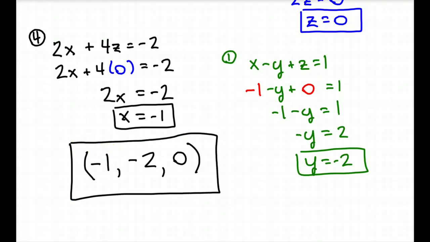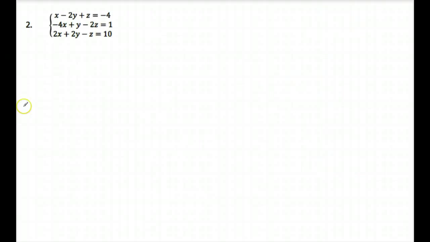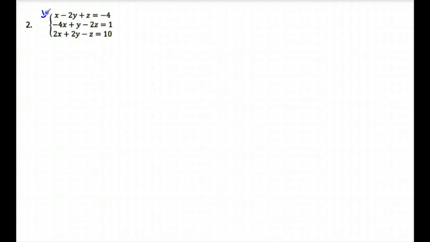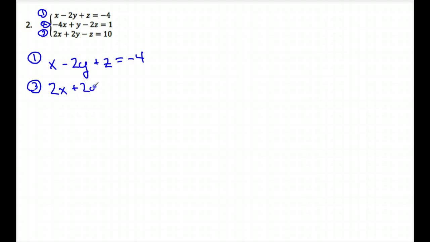Okay, let's try a second one, and again practice this process. So the first thing again I want you to do is label your equations 1, 2, and 3. And we're going to try to do elimination on two of those equations to get rid of one of our variables. I see a negative 2y and a positive 2y down here, so I'm going to choose equations 1 and 3 this time to try to get rid of y again. Again, you don't have to get rid of y every time. You can try to get rid of a different variable, but you want to try to get rid of one of the variables first by doing some elimination.